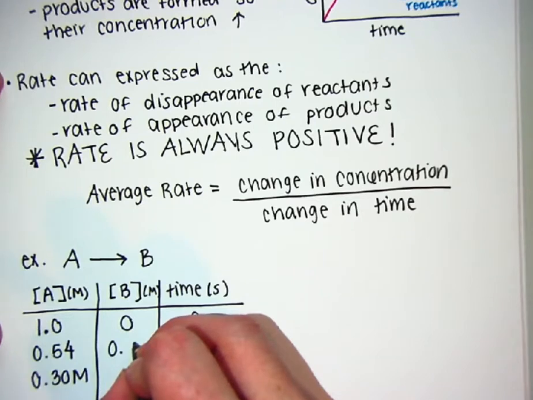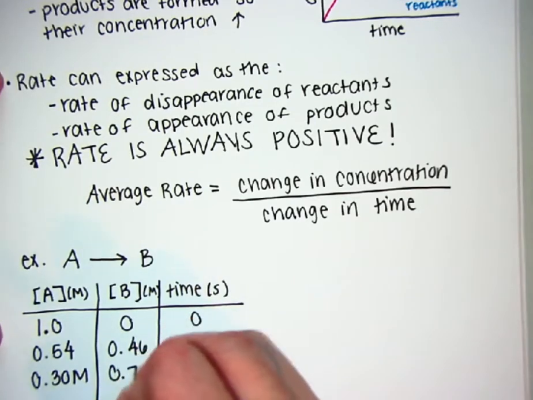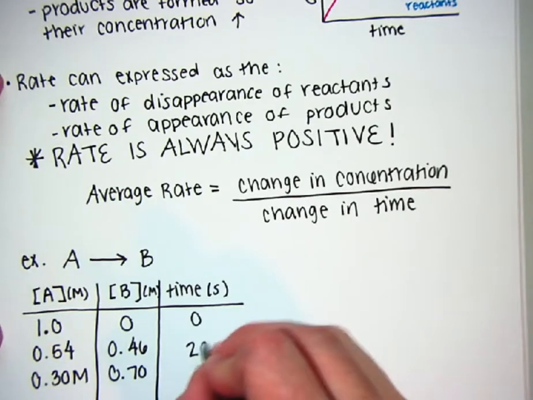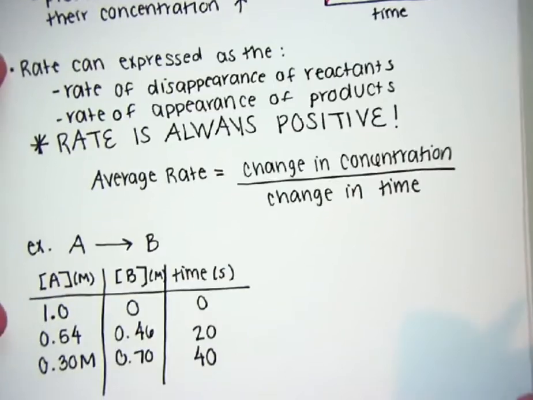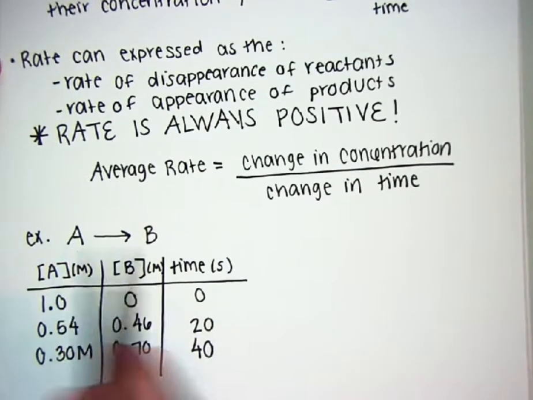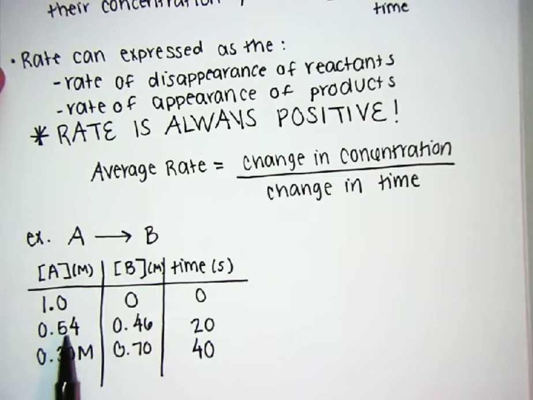The concentration of B is increasing. Let's say we took a measurement every 20 seconds. Another important thing to notice is this is a 1-to-1 mole ratio, so notice that our quantities always equal 1.